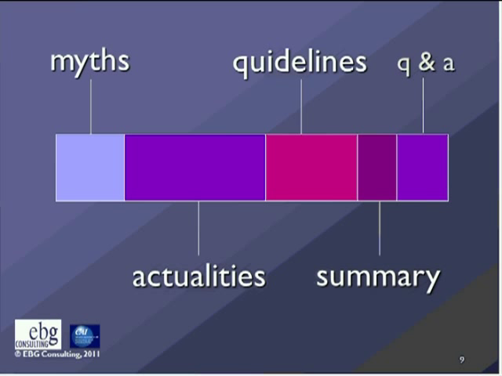Often there are many myths that we need to debunk, and I'll get started with listing some of those myths, but I imagine that many of those beliefs you may have dealt with yourself. Our real focus today is around the actualities, what in fact is really happening out there with successful Agile teams. I'll cover briefly some of the guidelines that have been identified by the IIBA and the Agile Extension, and then summarize and have plenty of time for questions and answers.